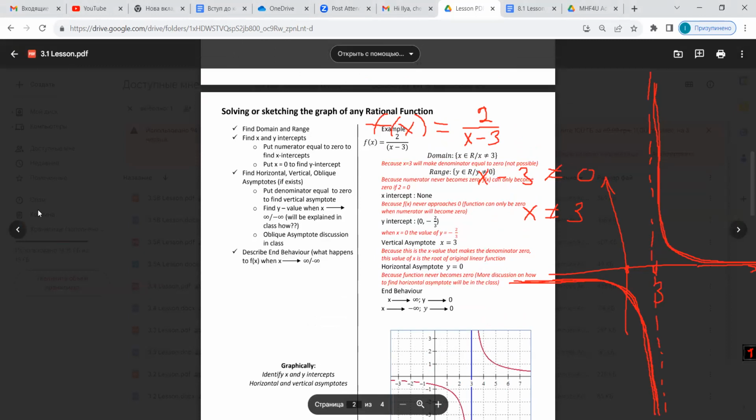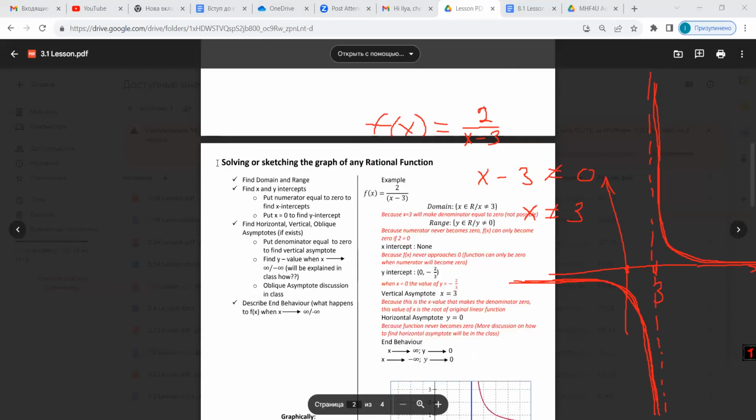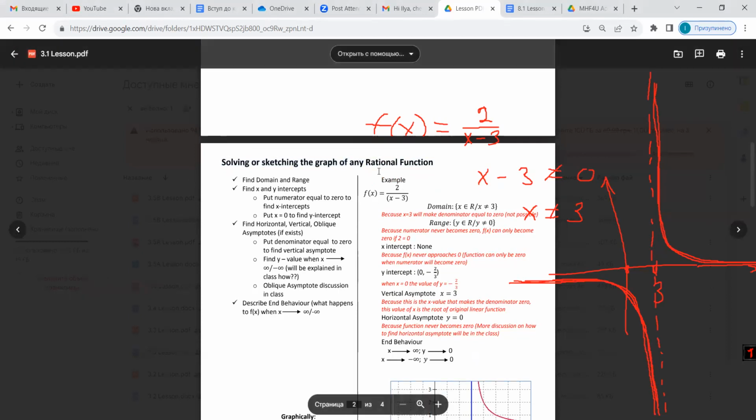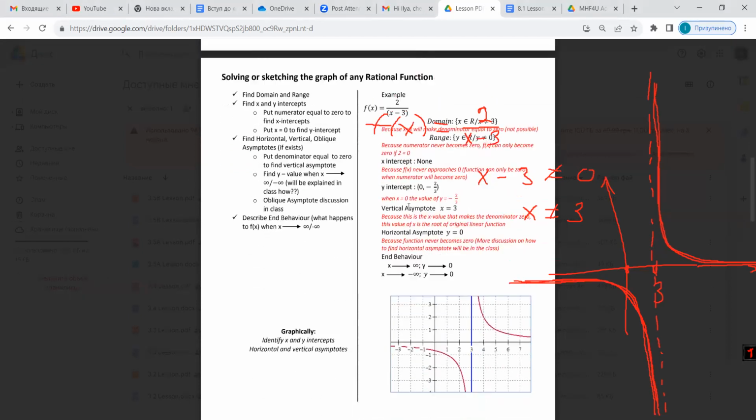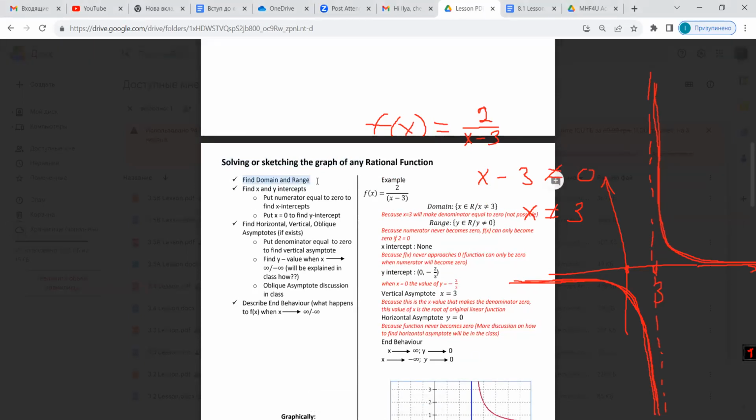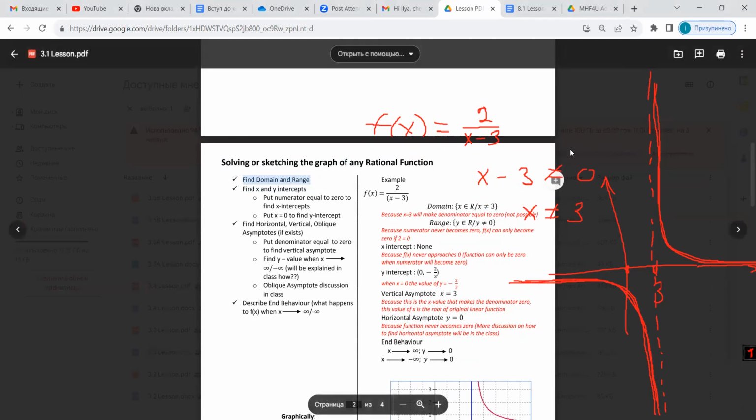So next part of our class, if you don't have any questions, solving or sketching the graph of any rational function. How will we do it? It's pretty much similar to what you did with any other function. First, you should find the domain and range of such a function. For our example, the domain is all real x except x does not equal 3.